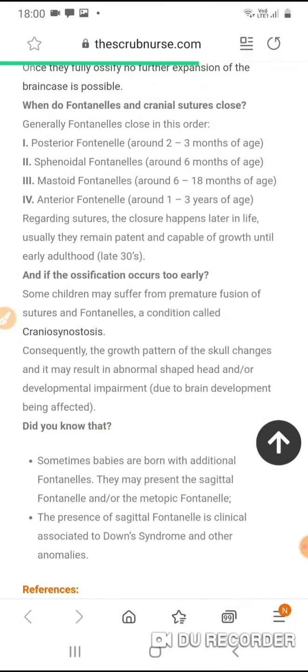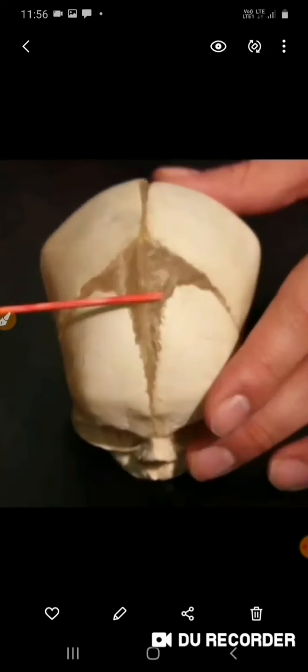the growth pattern of a skull changes and it may result in abnormal head shape and or developmental impairment that is visible. These are your fontanels. Here we already discussed the anterior fontanel, and this is your posterior fontanel, and this is your squamous fontanel, this is your sphenoidal fontanel.